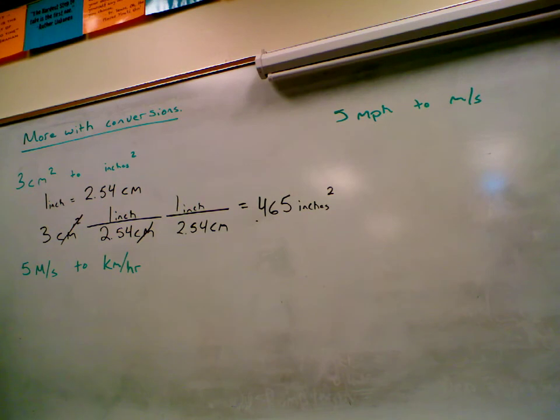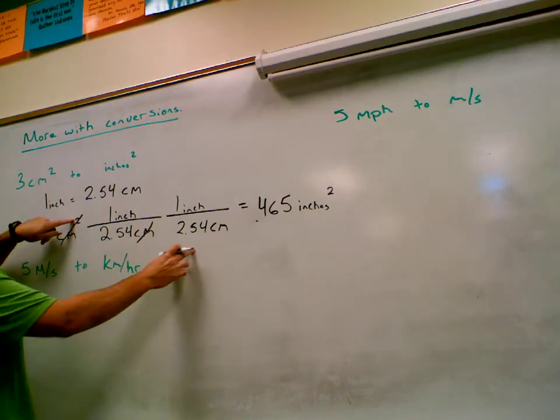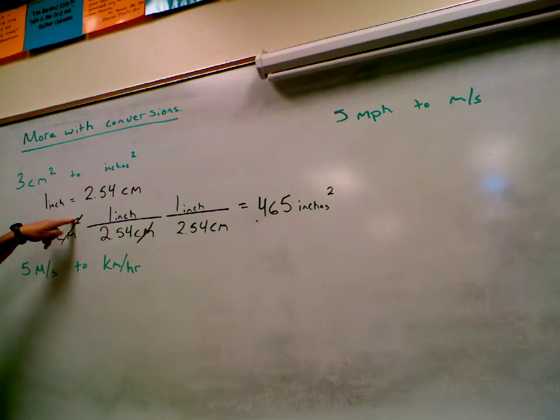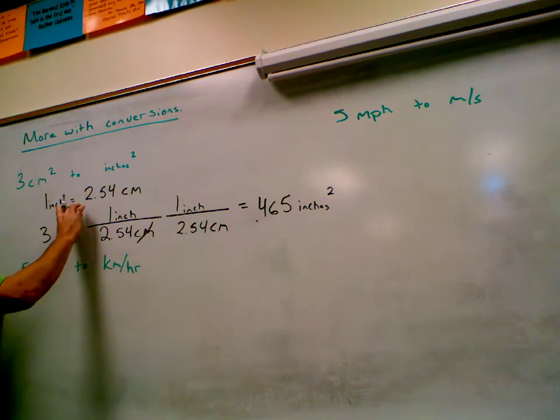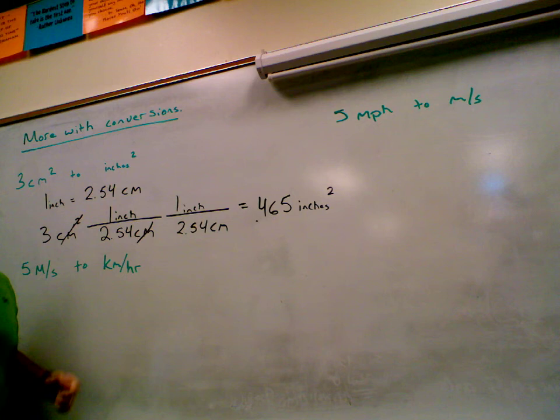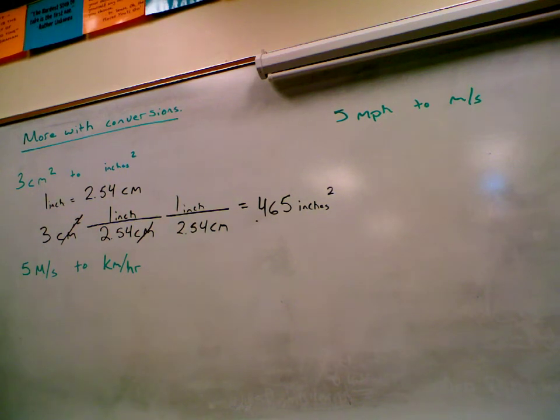Now, what if instead of it being centimeters squared, let's say instead it's a volume. If I was converting a volume here, what would I have? Instead of a squared, I'd have a cube. How many times do I need this conversion? 3 times. So, however many times you have the exponent, that's how many times you need to do that conversion. All right? Any questions about that one? Okay.